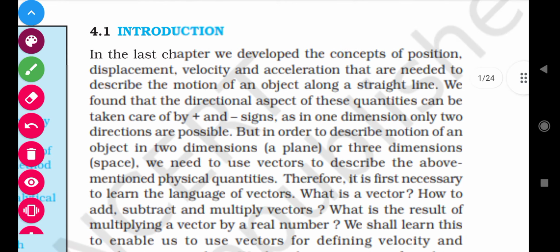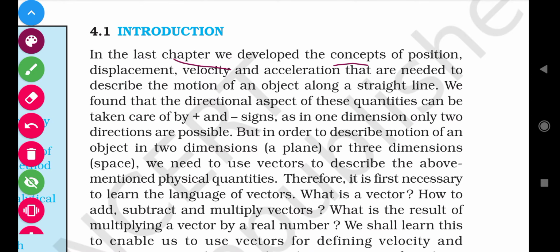So first of all, we'll understand the introduction paragraph. In the last chapter we developed the concept of position, displacement, velocity and acceleration that are needed to describe the motion of an object along a straight line. All those concepts were given for a body moving in a straight line. All these concepts were explained in the previous chapter.